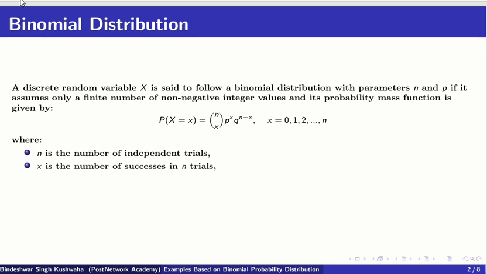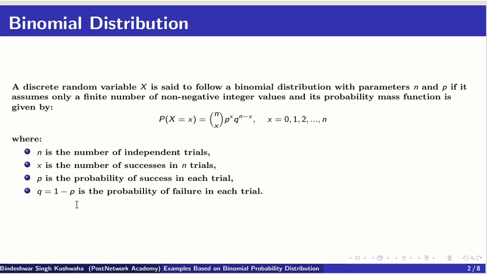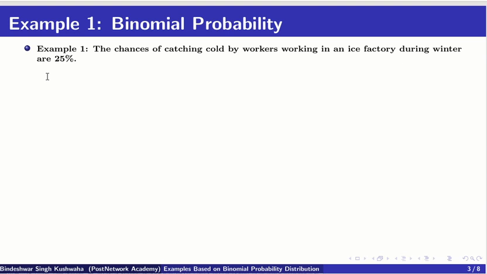x is the number of successes in n trials, p is the probability of success in each trial, so that is a constant, and q is 1 minus p, that is the probability of failure in each trial. So this distribution we will apply to solve all four problems. So let us see the first example.